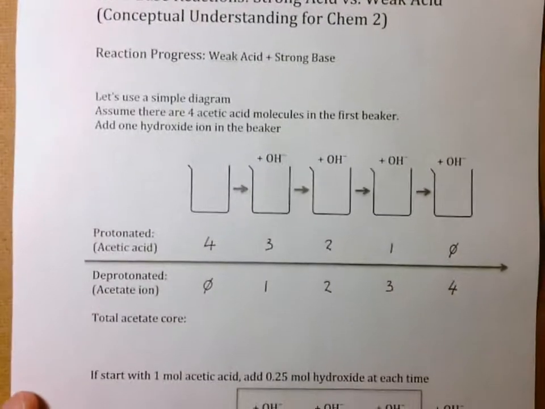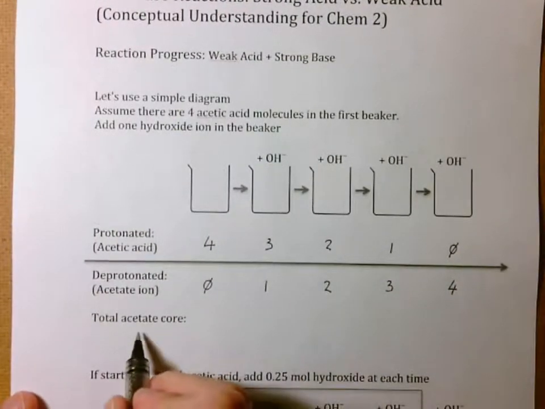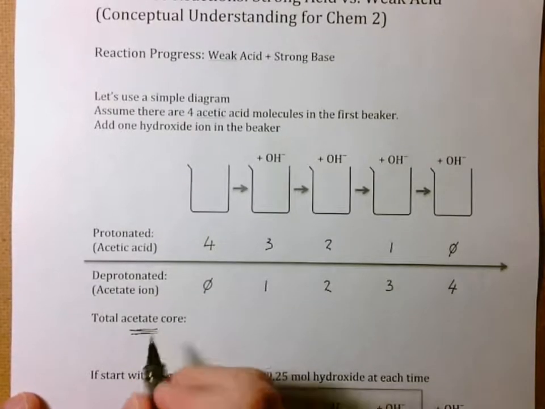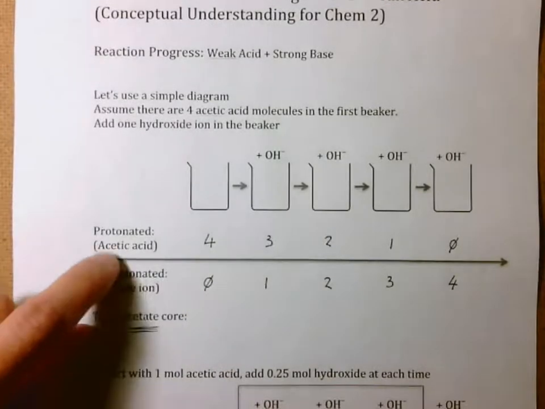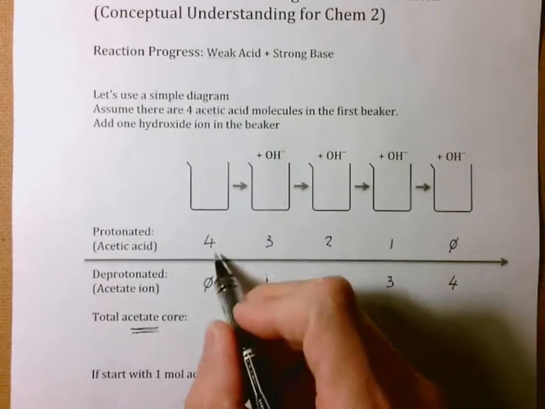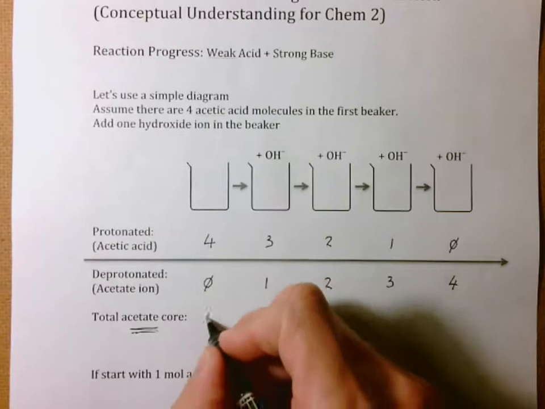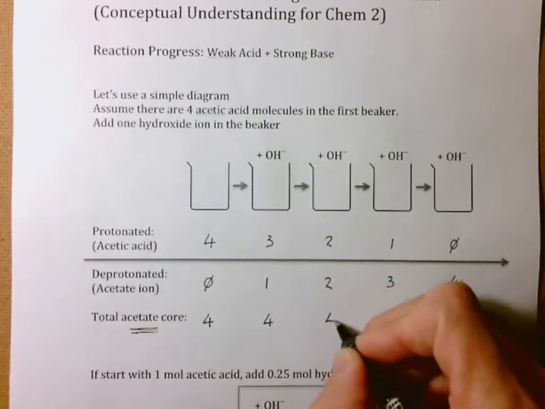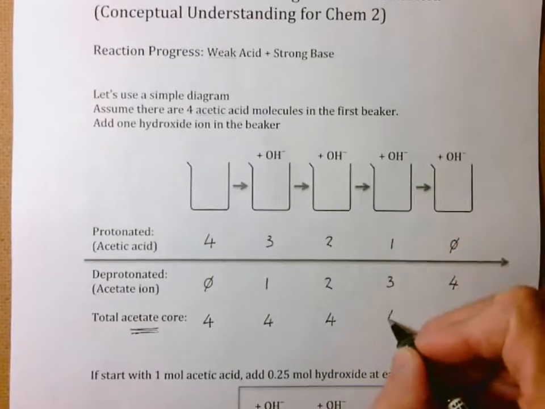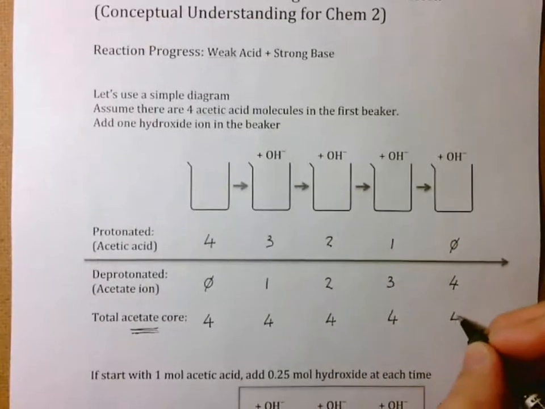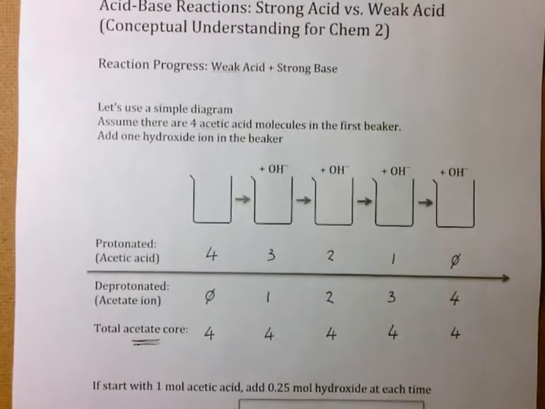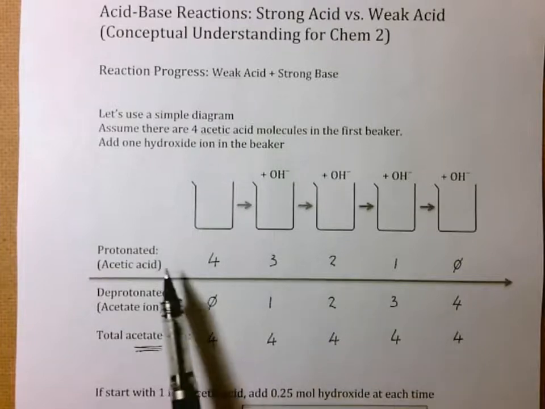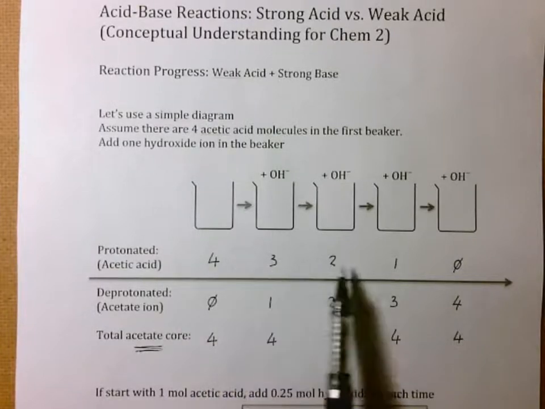So that's exactly why I have this here. Total acetate core. The amount of acetate would always be a constant. 4 plus 0 is 4. 3 plus 1 is 4. 2 plus 2 is 4. 1 plus 3 is 4. 0 plus 4 is 4. The difference is how many of these acetate hold on to the proton.